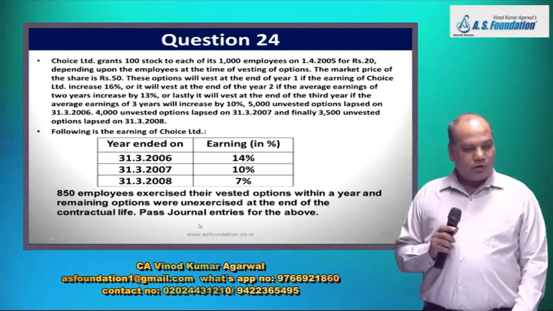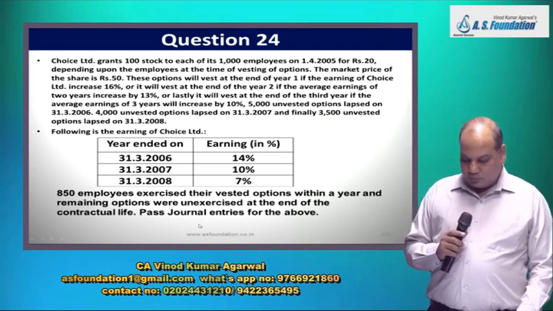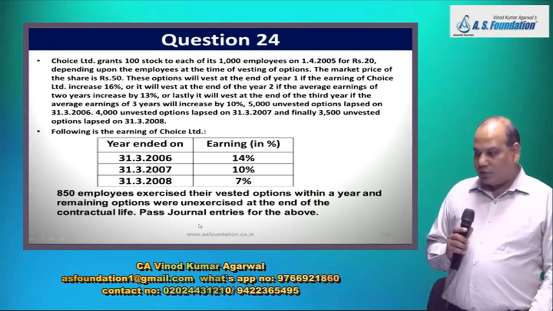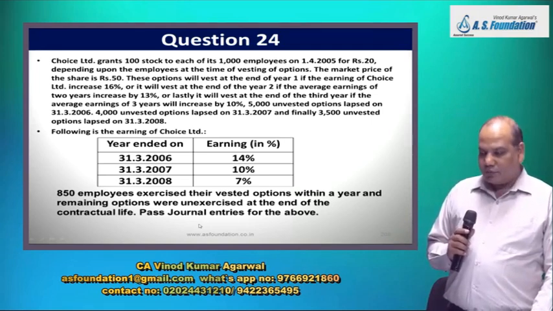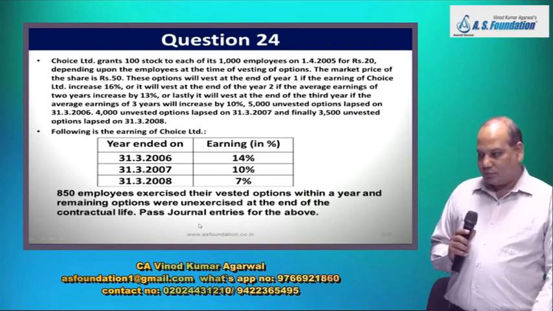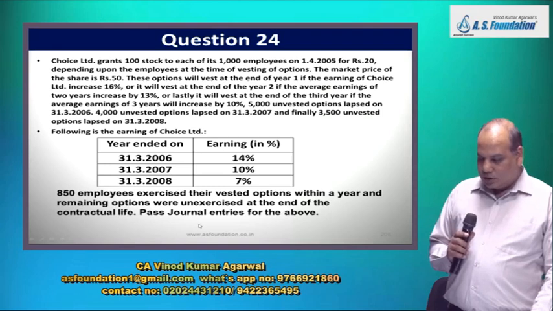Next line, intrinsic value is equal to market price on grant date minus exercise price. Next line, equal to 50 minus 20 equal to 30.